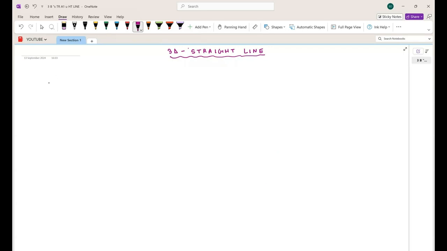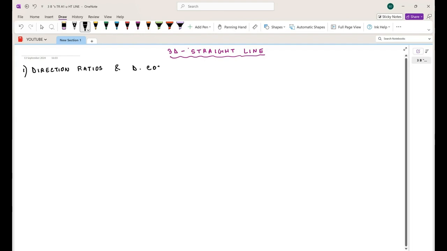This video is on 3D straight line. But before starting with straight line, we have to know certain basic things, that is direction cosines and direction ratios. So that's the thing I'm starting with. So first is direction ratios and direction cosines.